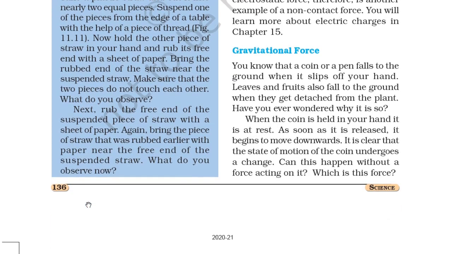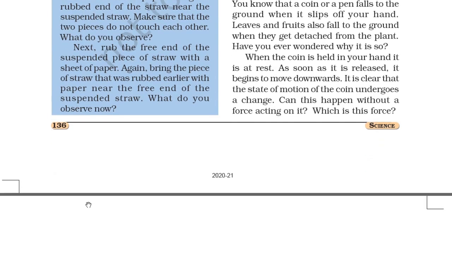Gravitational force. You know that a coin or a pen falls to the ground when it slips from your hand. Leaves and fruits also fall to the ground when they are detached from the plant. Have you ever wondered why it is so? When the coin is held in your hand, it is at rest. As soon as it is released, it begins to move downwards. It is clear that the state of motion of the coin undergoes a change. Can this happen without a force acting on it?